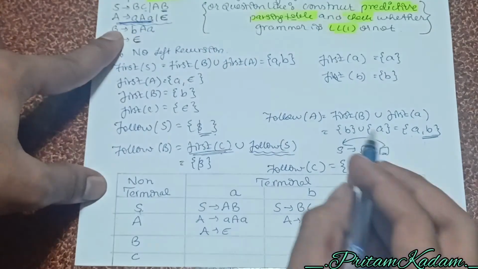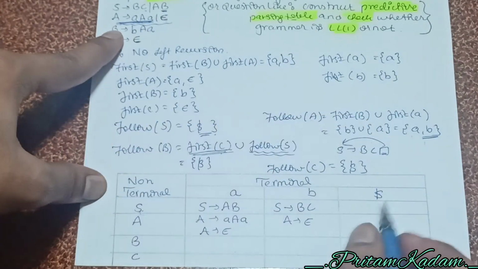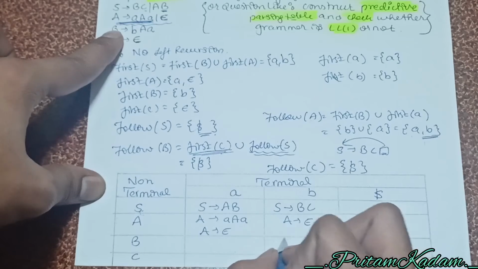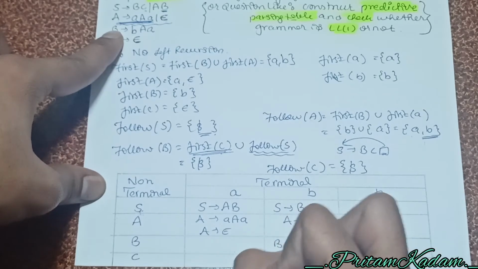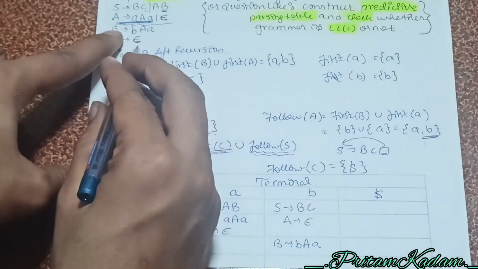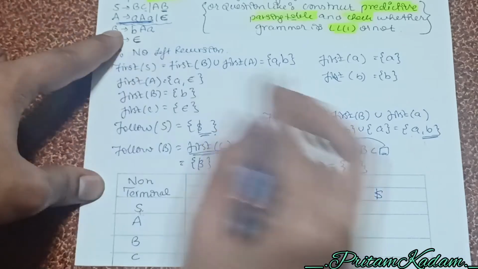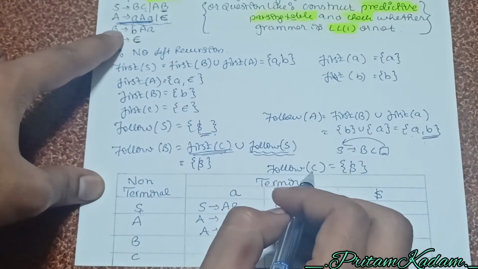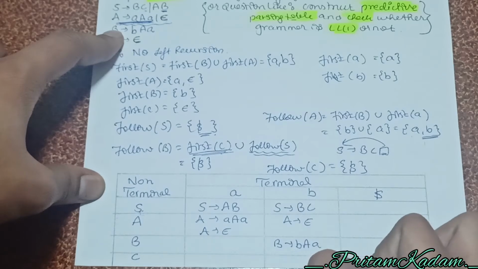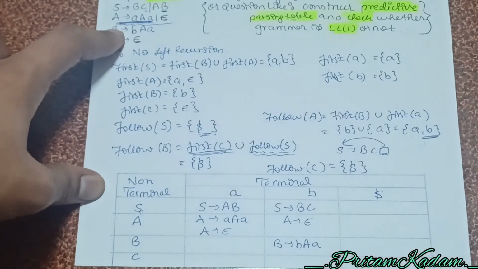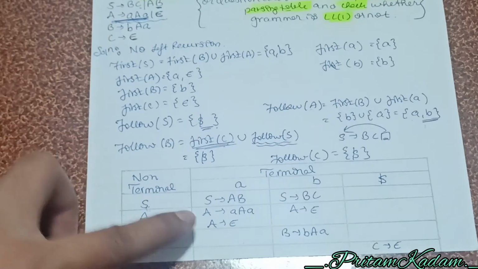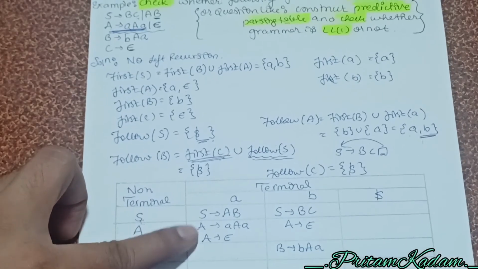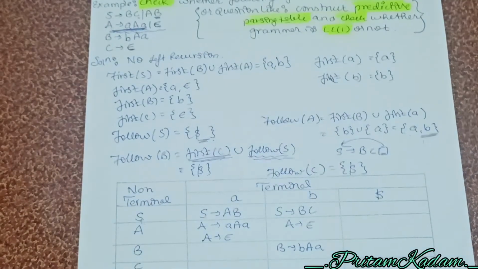B does not contain epsilon, so we will write it in the first of B, that is small b. So I will write the B production in the B terminal part. Okay, now C contains epsilon, so I will write it inside the follow of C, which is dollar. So I will write the C production under the dollar. Now we have completed the table, and it contains two productions in one cell.